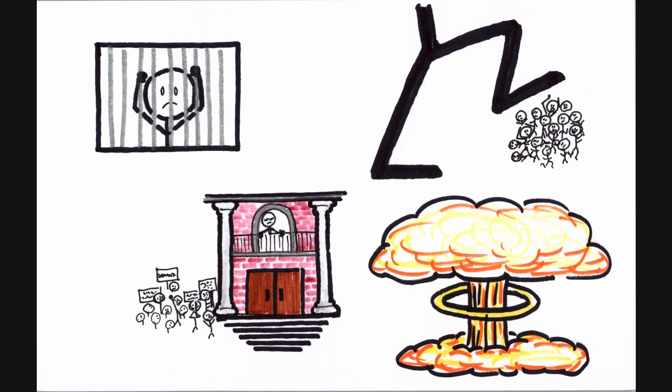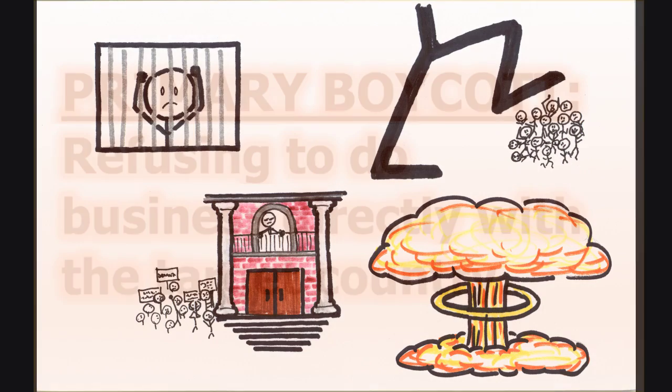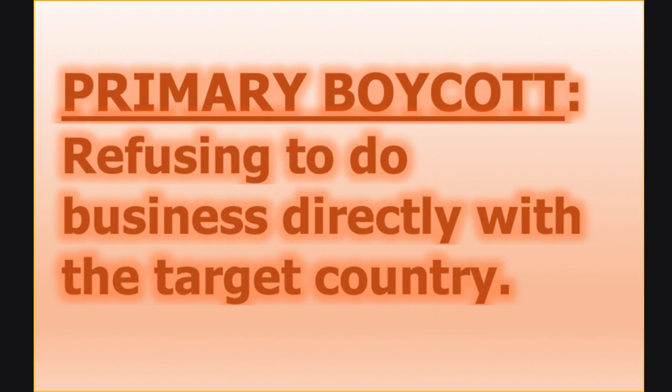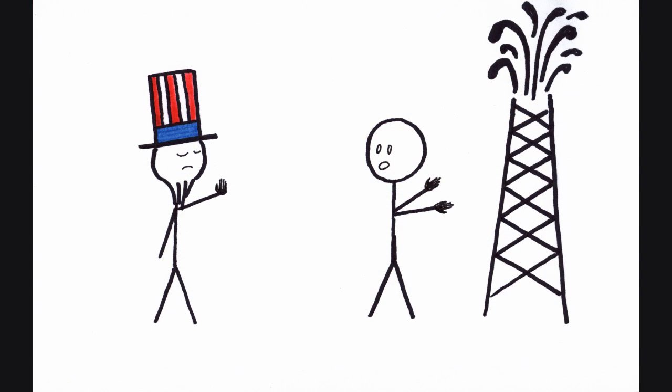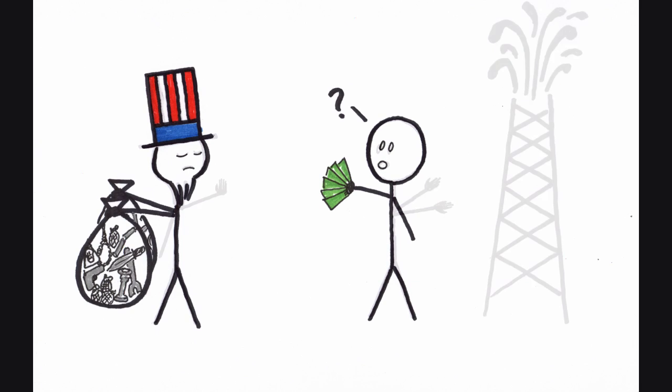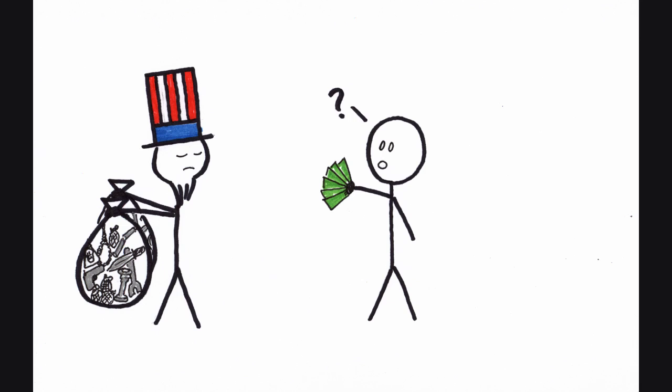Sanctions can take many forms, but typically they involve a boycott of the target country or an asset freeze. If your country refuses to do business directly with the target, then you're practicing a primary boycott. This could mean refusing to buy products from the target, like refusing to buy oil from Iraq, and/or refusing to sell products to the target, like refusing to sell weapons to Afghanistan.